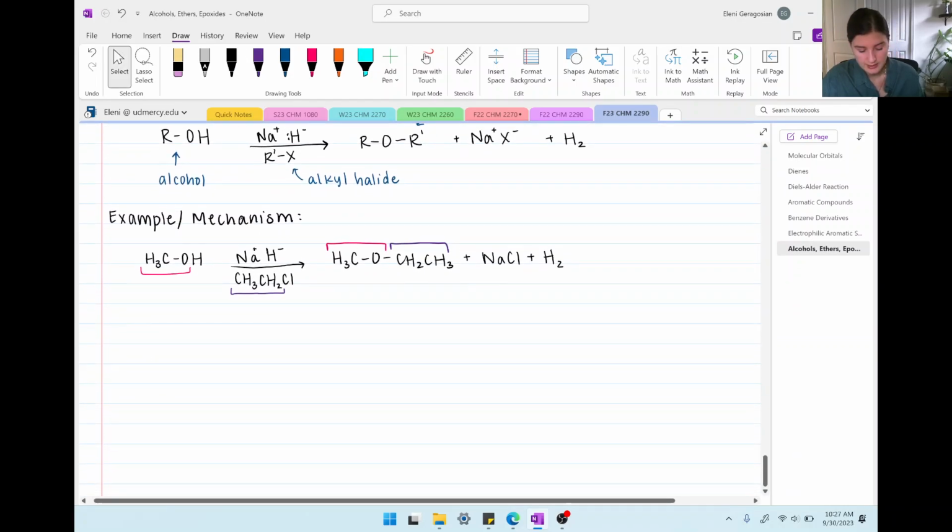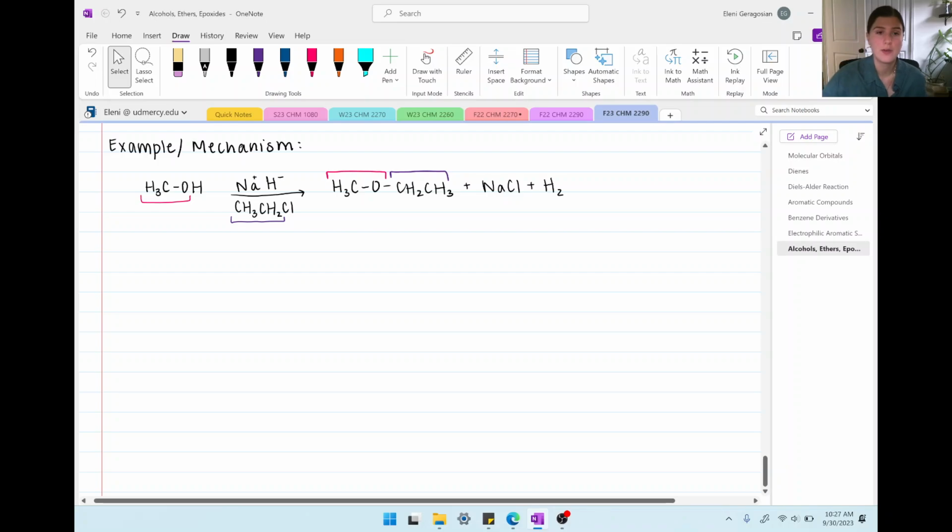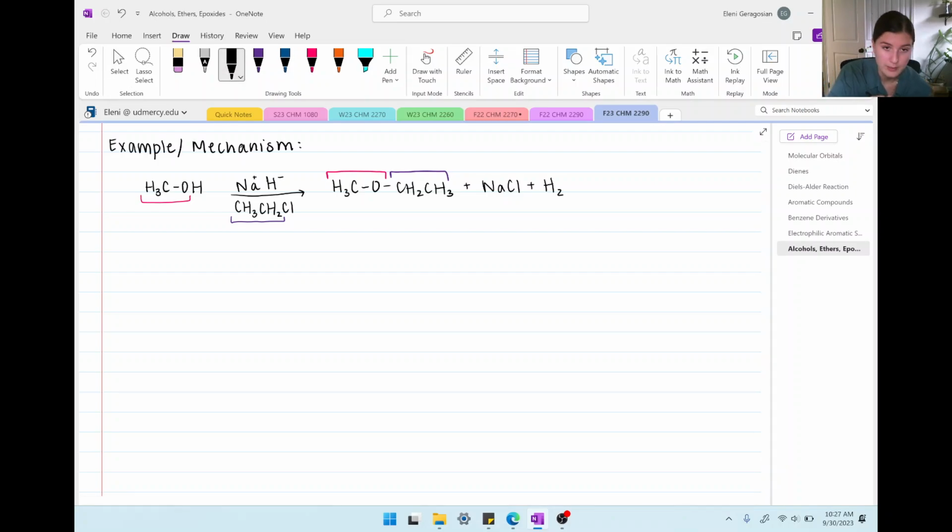Okay, so that's the reagents and products that we would predict. Let's now go through the mechanism to really explain what's going on here. So if we have methanol, this is our alcohol. We have sodium hydride, which we said is a strong base. So we have a base here.